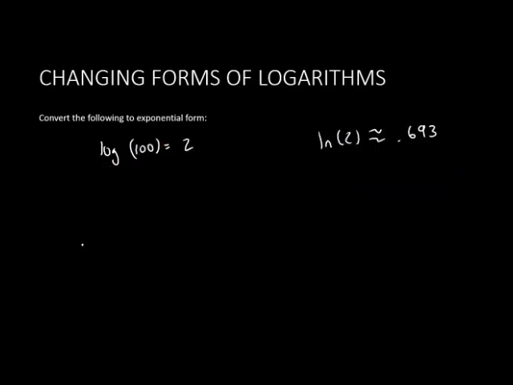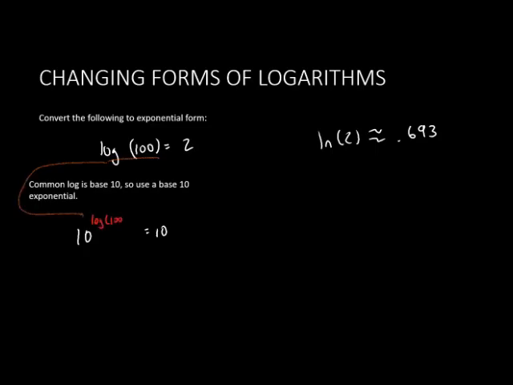Let's now do an example with common log. Here we have common log of 100 equals 2. Now remember that a common log is a log with a base of 10. You can tell you have a common log if no base is written, but we will treat it as base 10. Therefore, we'll use a base 10 exponential on both sides. We'll begin by writing 10 on the left and right. The log 100 will come down and become our new exponent on the left side. On the right, the 2 will come down and become our exponent on the right.